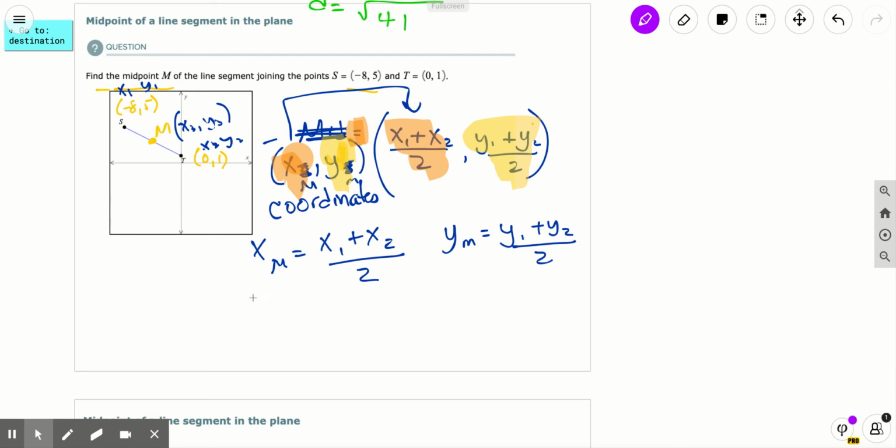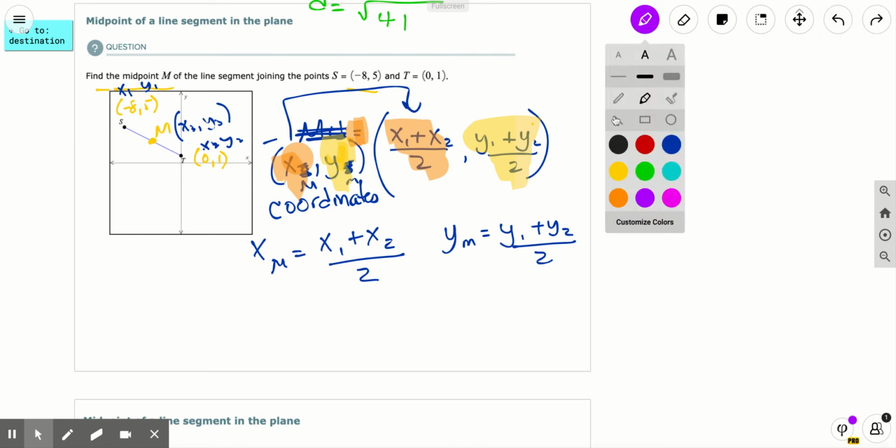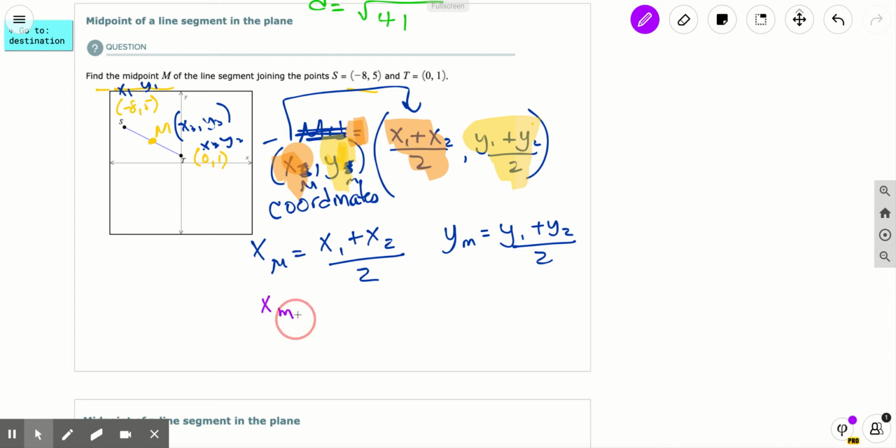In this case, we're going to take x of the midpoint, which is equal to -8 plus 0 divided by 2. Whoa, I'm on highlighter. Let's try getting back on a pen. Boom, there we go. And y of the midpoint is equal to, add my y's, 5 plus 1 divided by 2. Therefore, x of the midpoint is equal to -8 divided by 2, my bad. -8 plus 0 is -8. And then that is equal to -4.